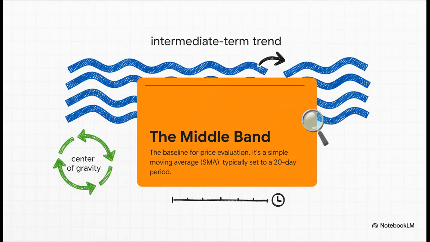The entire system is basically built around three simple lines, and at the heart of it all is the middle band. You can think of this line as the center of gravity for the price. It's usually just a 20-day simple moving average, and it gives us a nice clean baseline for the medium-term trend.